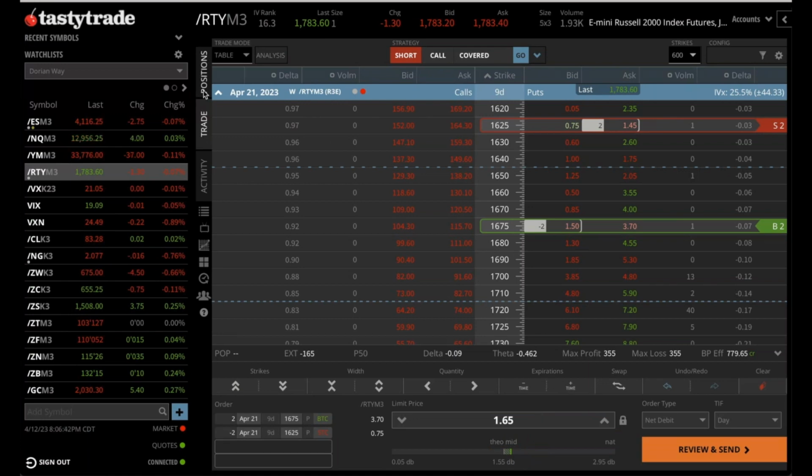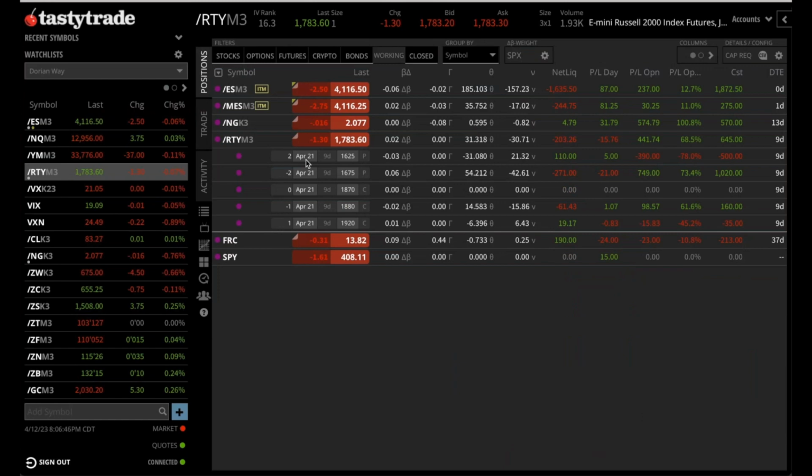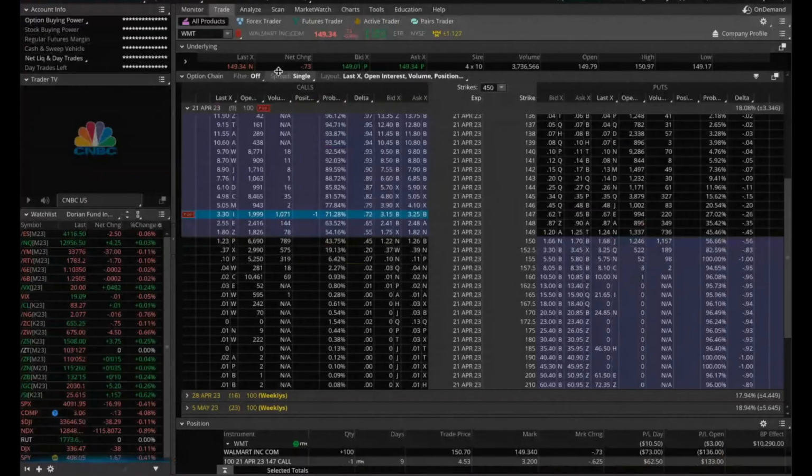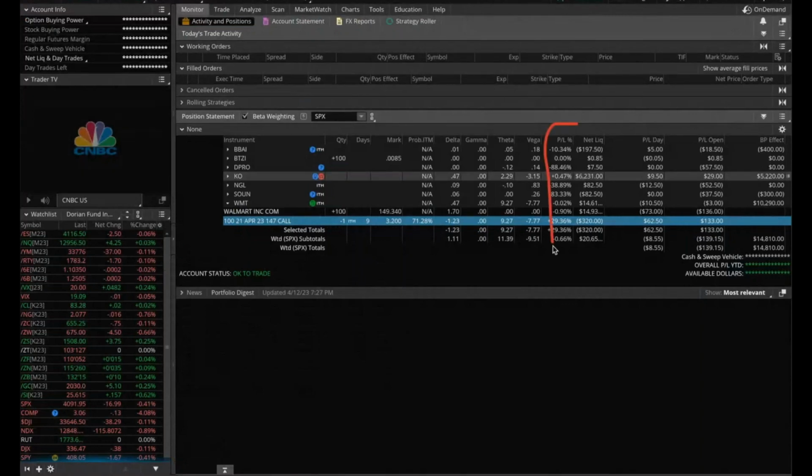On Thinkorswim, you're going to have to do it manually to be able to understand what you want to do. So on Thinkorswim, you have this column here that we have you set up as percentage wise, and if you only have one trade on or something like that, you'll be able to see what your percent is of up or down on the trade.